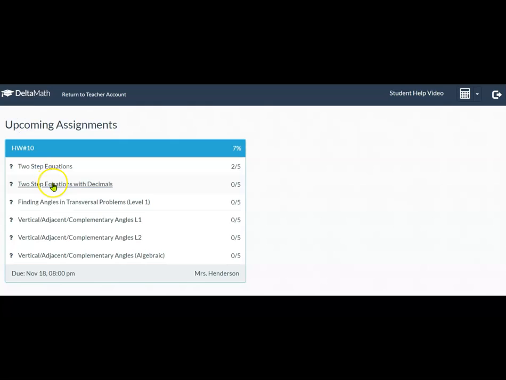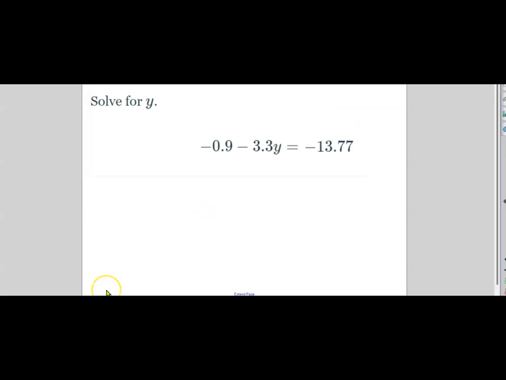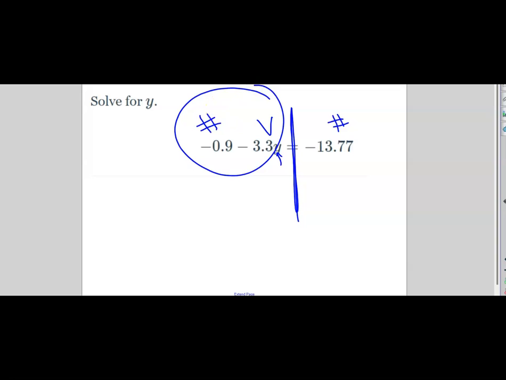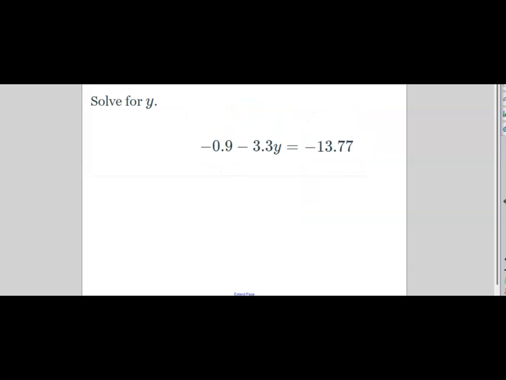Let's take a look at the next topic. Two-step equations with decimals. Good thing we have our calculator handy. Again, we're going to use the same process. Separate your sides, look for constant terms, variable terms, and constant terms. These two cannot be on the same side. Since this side has one item and it's a number, we want this constant term to come to the other side. We do that by using inverse operations.